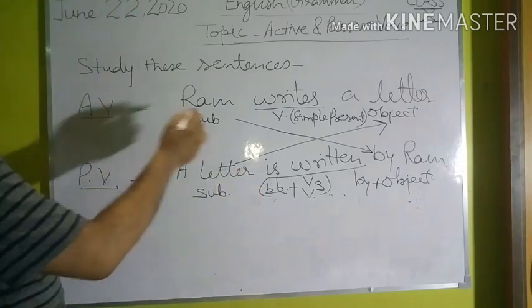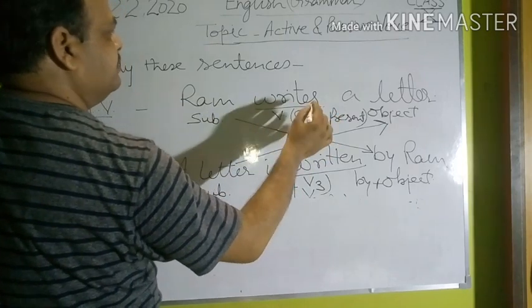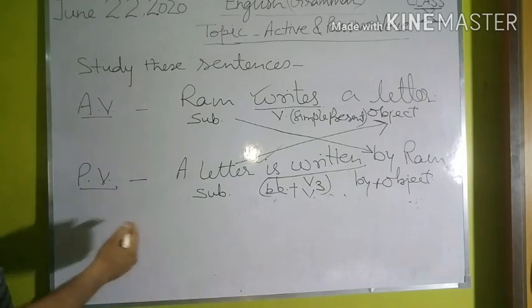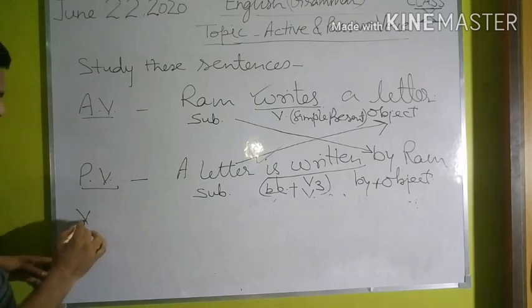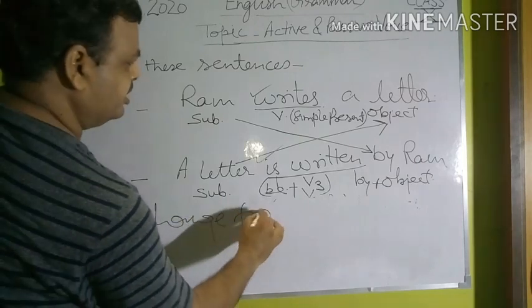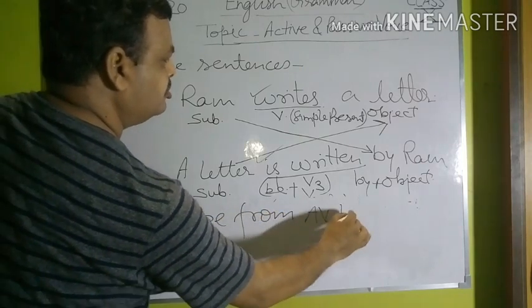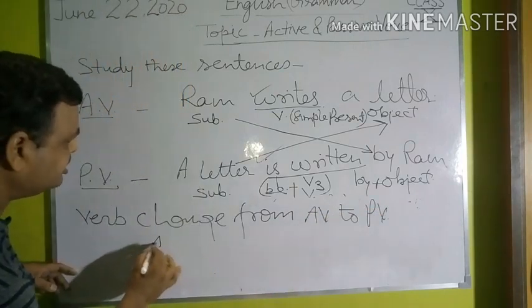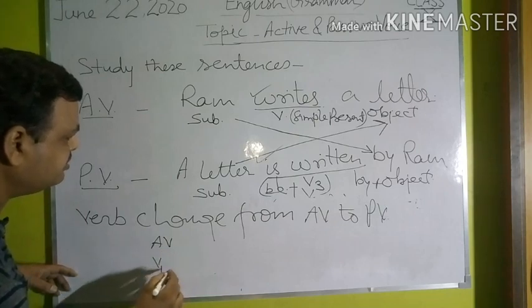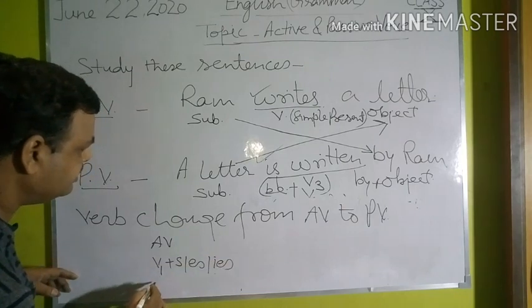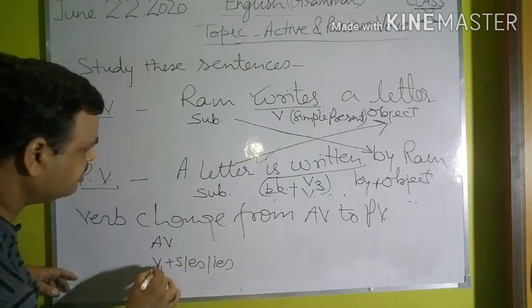So you can see here that in this sentence the verb is given in the simple present tense, and you have seen how the verb is changing. Let us write here how the verb changes of simple present tense from active voice to passive voice. See here, in the active voice we use the first form of the verb with s, es, ies, and we sometimes use the first form of the verb only.